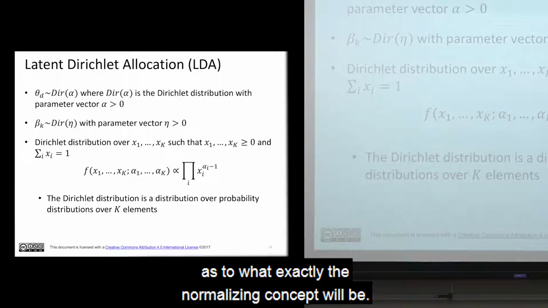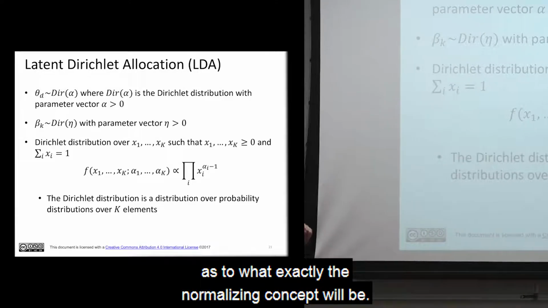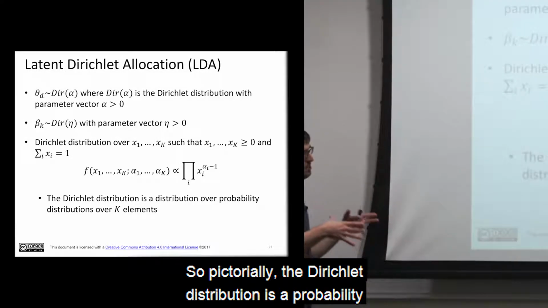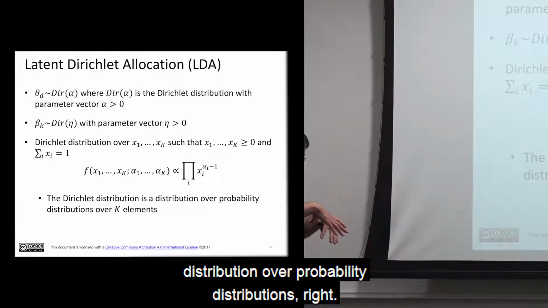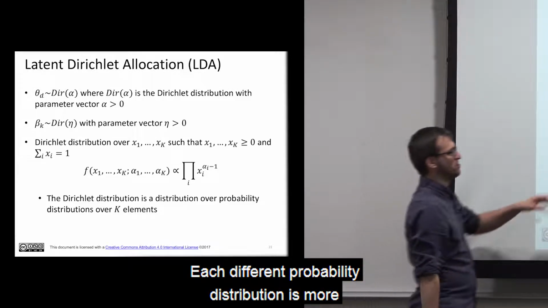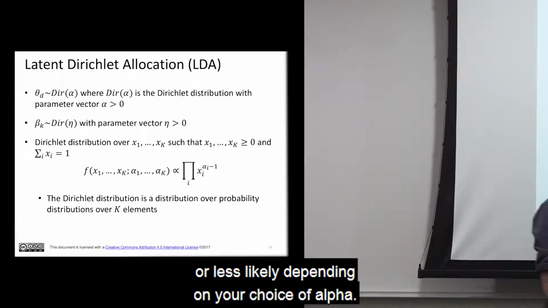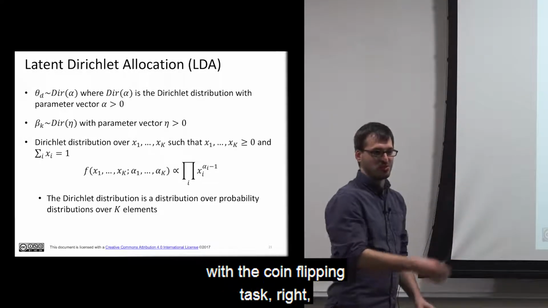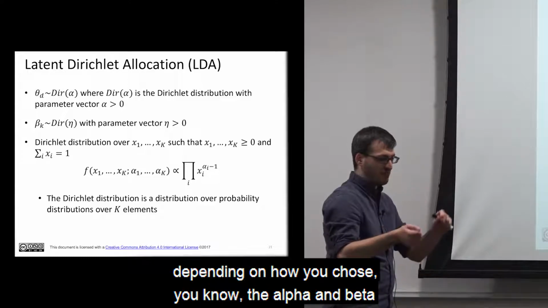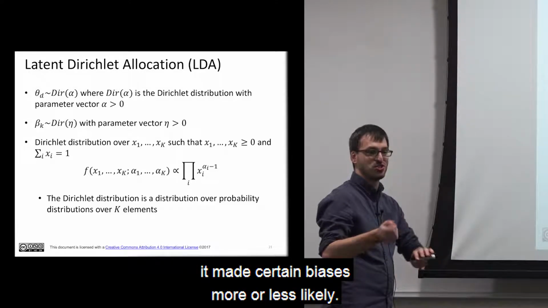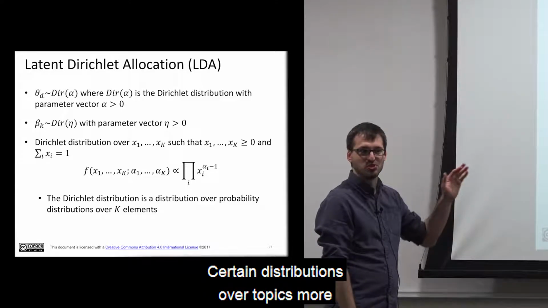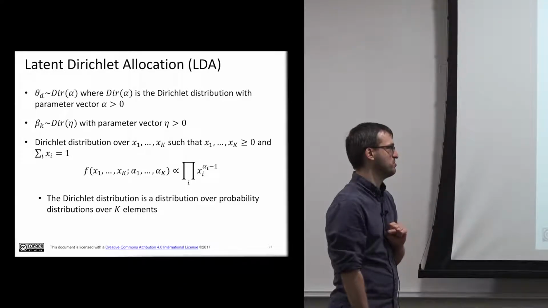As to what exactly the normalizing constant will be. So pictorially, the Dirichlet distribution is a probability distribution over probability distributions, right? Each different probability distribution is more or less likely depending on your choice of alpha, just like we saw for the beta distribution in the coin flipping task. Depending on how you chose the alpha and beta for the beta distribution, it made certain biases more or less likely. Same thing here: certain distributions over topics are more or less likely depending on how you choose the values.